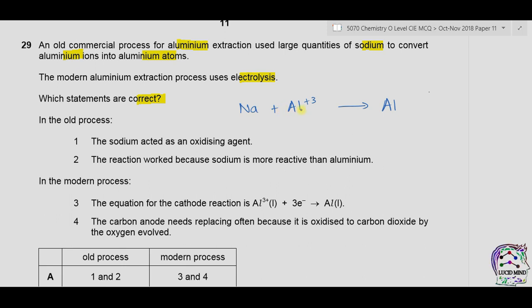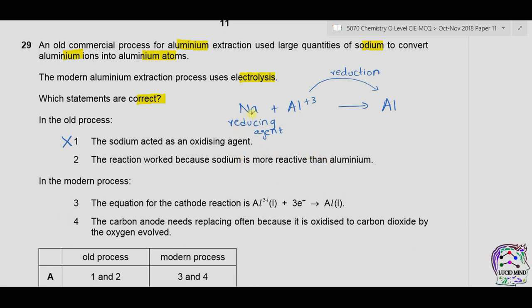It means aluminum gains electrons and sodium will lose electrons. So as aluminum is reduced, the substance that is reduced acts as an oxidizing agent. So sodium will be the reducing agent. So statement 1 is wrong. 2. The reaction worked because sodium is more reactive than aluminum.